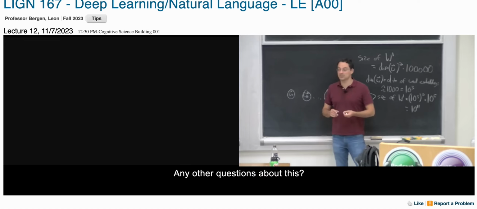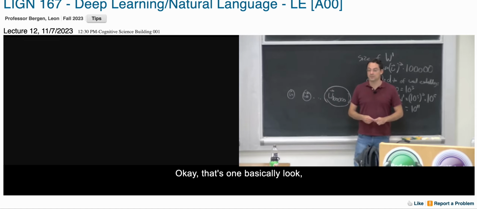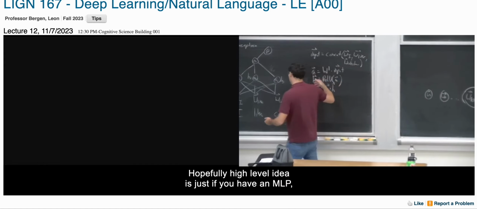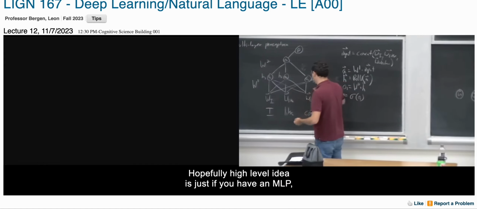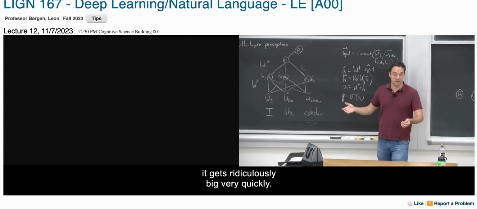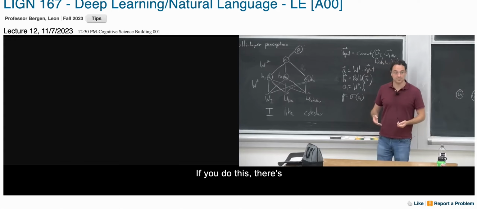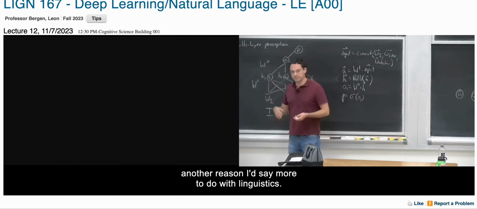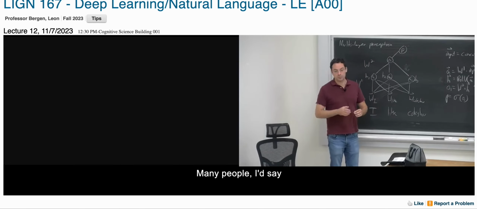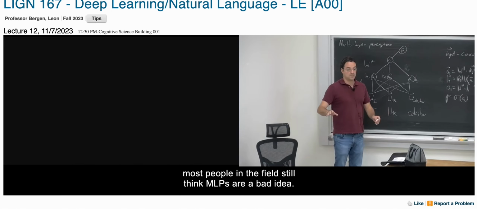Any other questions about this? Okay, so that's one reason. I gave some math here that gives some intuitions, hopefully. But the high level idea is just that if you have an MLP, your weight matrix has to get bigger and bigger as your sequence length increases, and it gets ridiculously big very quickly. There's another reason, and I'd say it has more to do with linguistics, why many people thought, and most people in the field still think, MLPs are a bad idea.